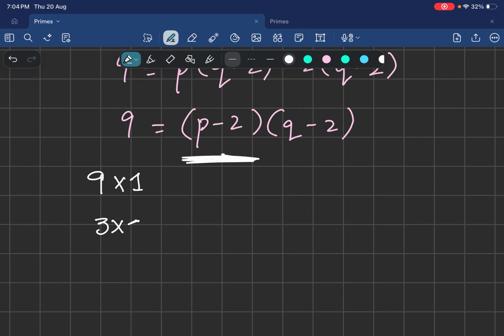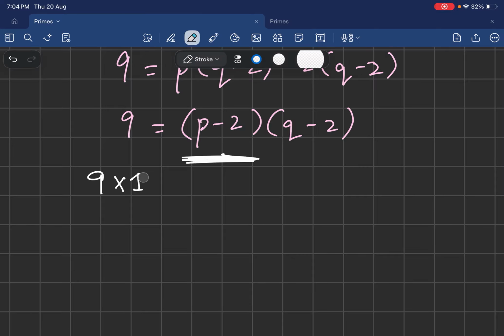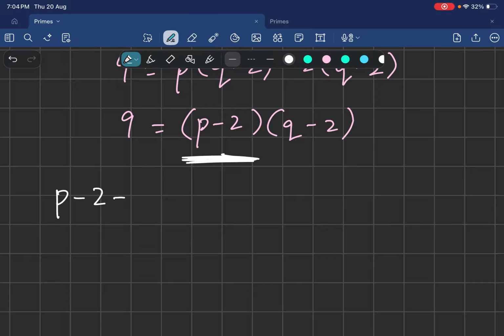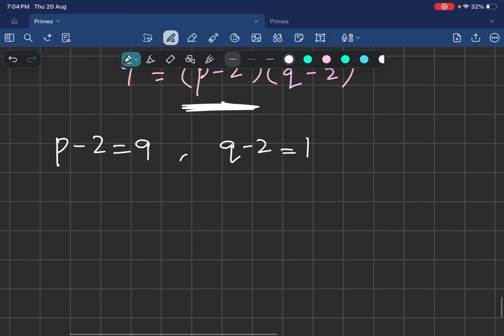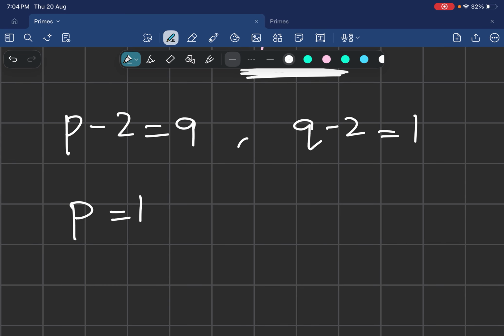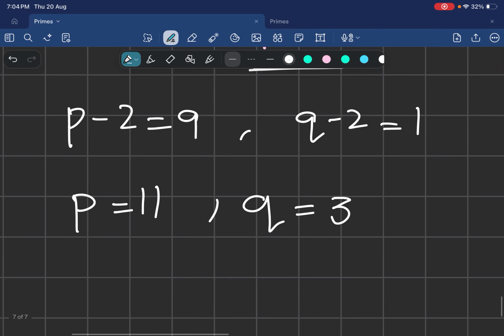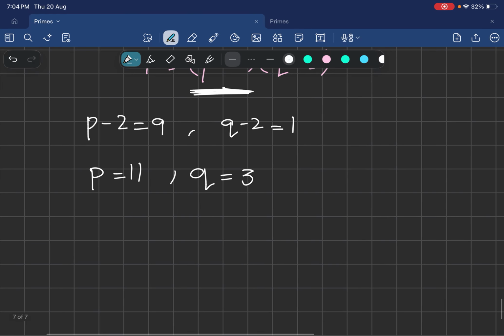Another factorization is 3 into 3, but we can't do that, because this would mean that this and this are equal, but we know that these are not equal since p is greater than q, right? So the only thing we can do is make p minus 2 equal to 9 and q minus 2 equal to 1. This will give me p is equal to 11 and q is equal to 3.